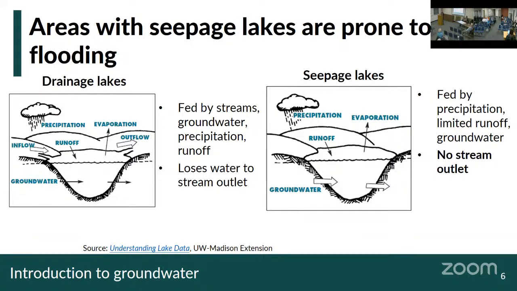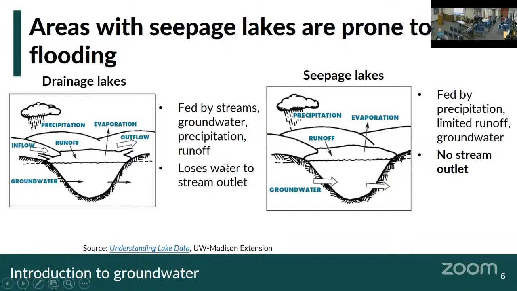I want to talk a little bit about lakes as well. A lot of our lakes are partially fed by groundwater, but I want to talk specifically about seepage lakes because these are really common in Burnett County. And they're a little bit different than what's called a drainage lake. That's what you see on the left-hand side. With a drainage lake, you have a stream inlet and an outlet where water can flow in and out.